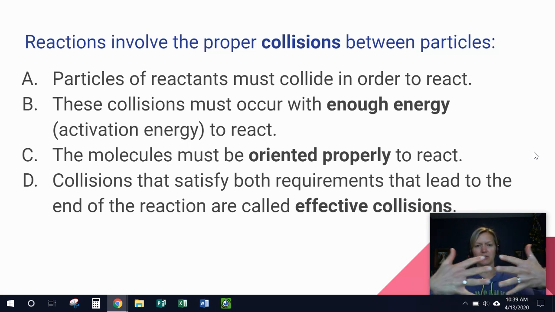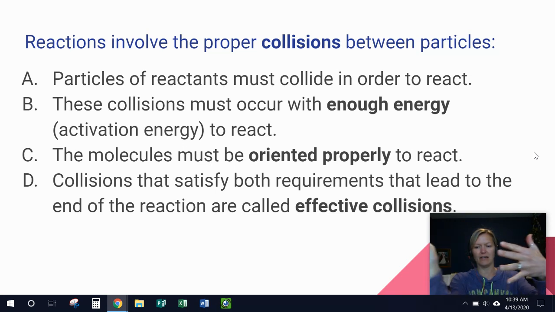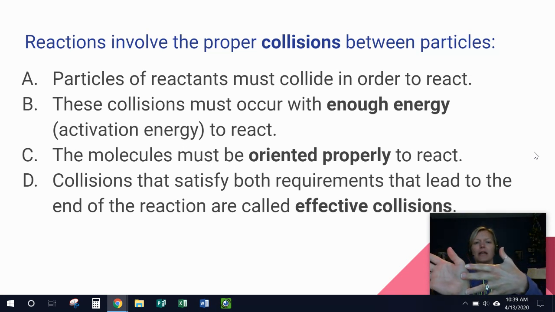So if I want them to go together like this, but my hands are mixed like that, improper orientation won't react. And it has to hit all of those. They have to collide, they have to have a lot of energy, and they have to orient properly in order for there to be an effective collision. Once there's an effective collision, we can have a reaction. And I know that was a lot of information in a little bit of time. It's here for you to watch again if you need. You do need to know all 5 of those things that affect rate.